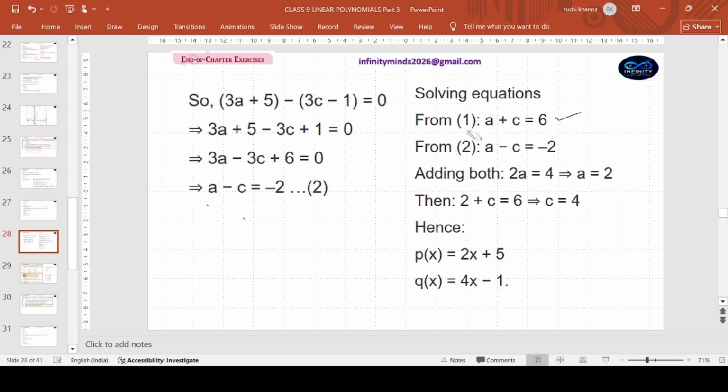You are now doing this for the third time, I believe. So this should be comfortable. Adding both of them, plus c cancels with minus c. 6 minus 2, 4. So the value of a comes 2. Solving gives you the value of c. There, clear now. a and c are also done.